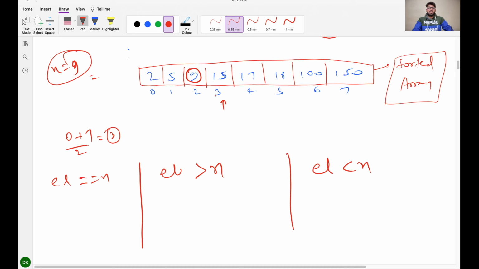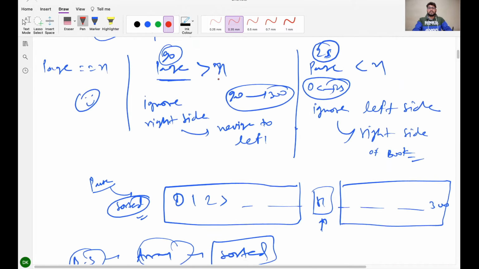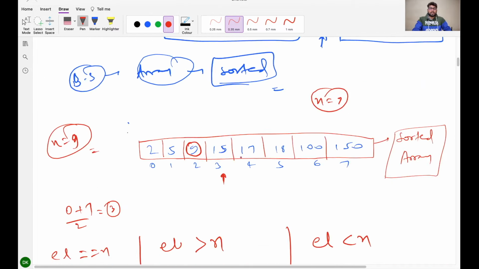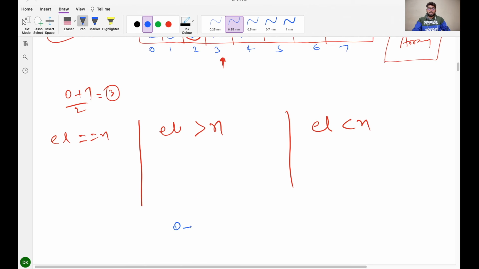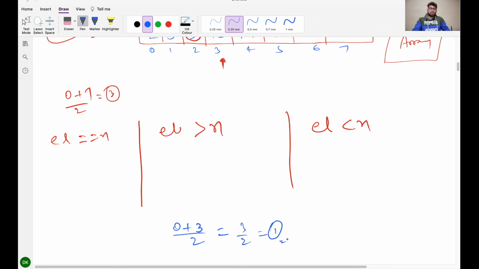So if I am at my middle and I find out my element is greater than x, then what do I have to do? If my element is greater than x, then I can easily say that my right side is also greater than x. So I ignore this right part. After ignoring this right part, I just have to consider this array. And what is the middle of this array? That is (0 + 3) / 2, that is 3 / 2, and that is 1.